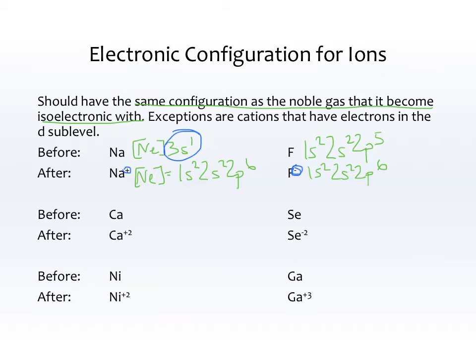Hopefully you did that. Let's look at calcium. Normal calcium is argon 4s2. But now we have calcium plus 2, which means it's losing 2 electrons, and it's going to lose these 2 electrons, so it's going to become argon. But you can't write argon for argon, so instead the configuration of argon is neon 3s2 3p6.